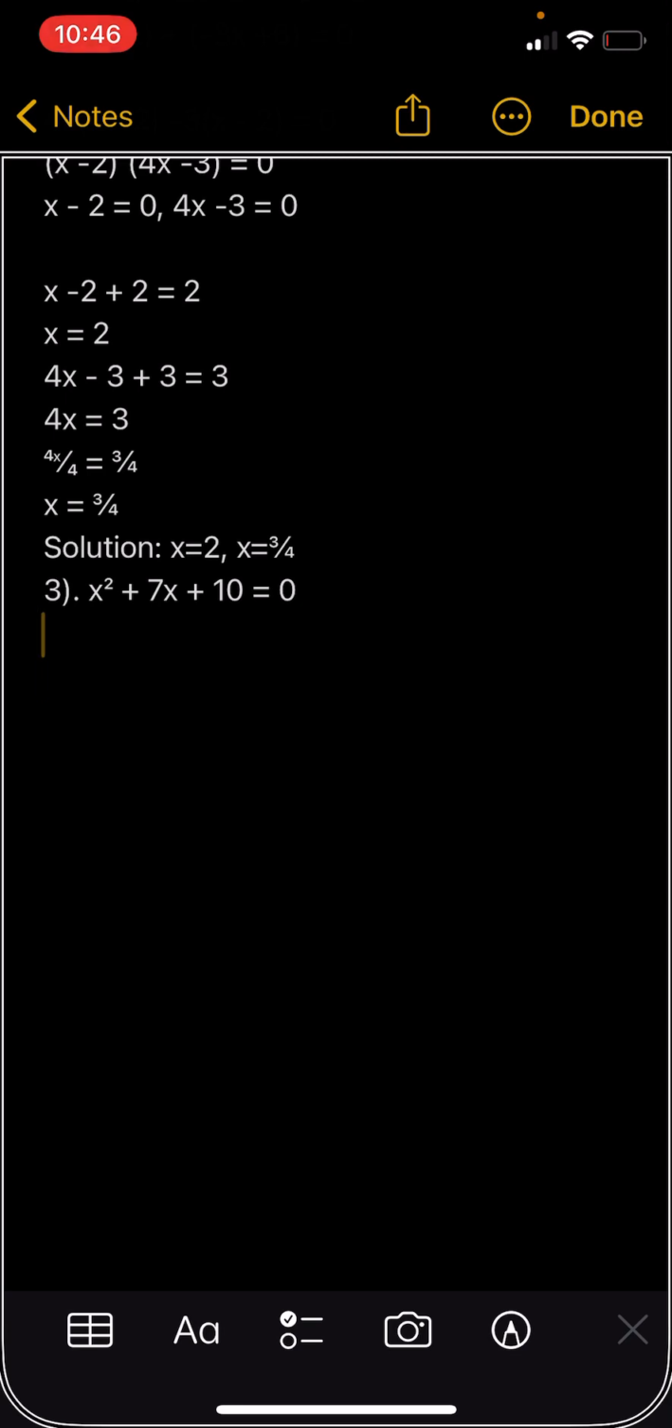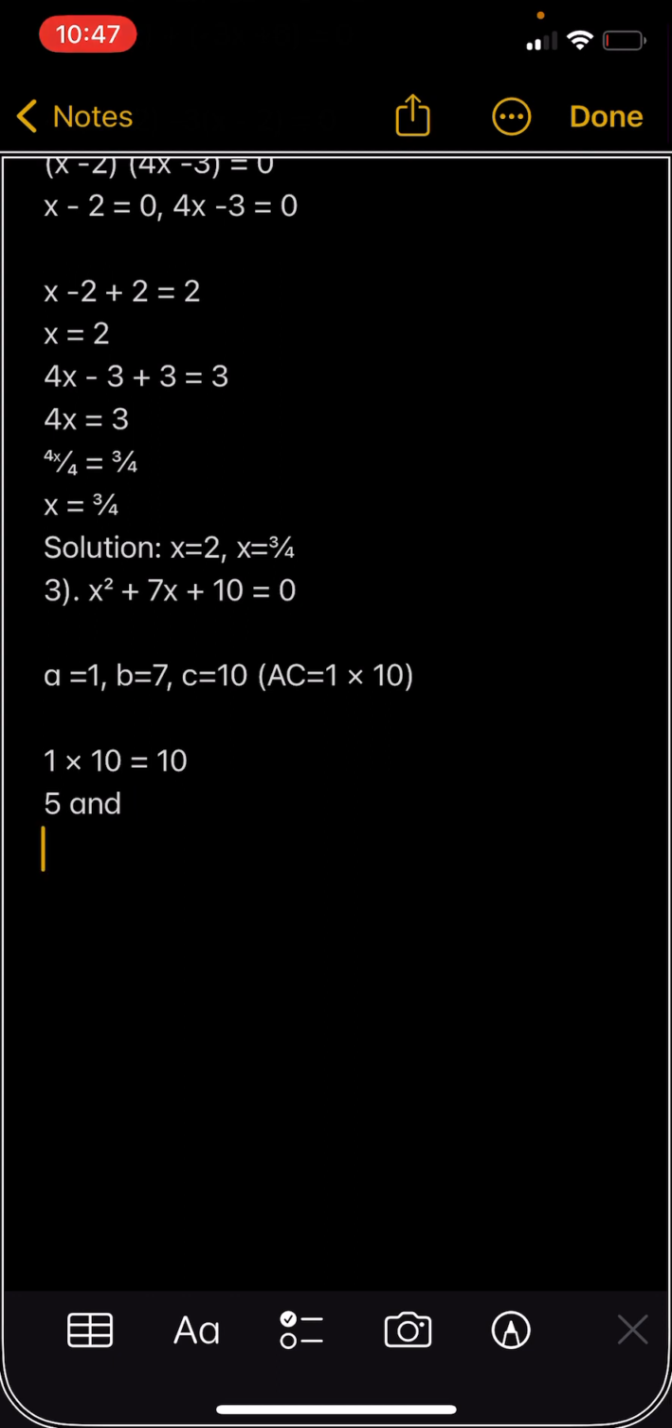Let me show you. So let's find the values for a, b, and c first of all. The value for a is 1, the value for b is 7, and the value for c is 10. A times c is 1 times 10, and that is equal to 10. Now we need 2 factors of this positive 10 that will add or subtract to give us the middle coefficient, which is 7. Those 2 factors we can easily recognize as 5 and 2. Those will be the 2 factors that will multiply to give us 10 and add to give us positive 7.